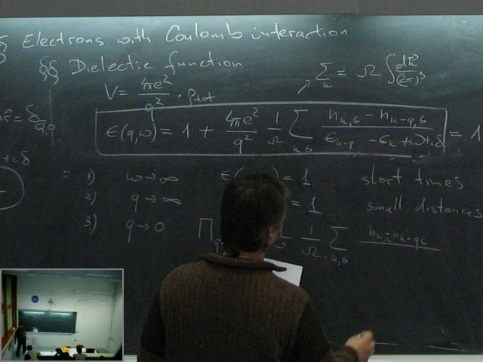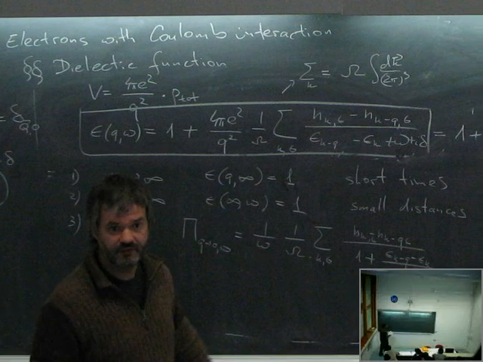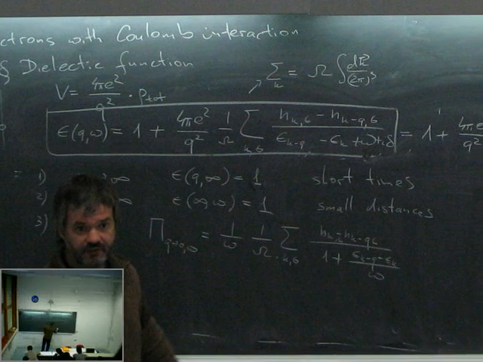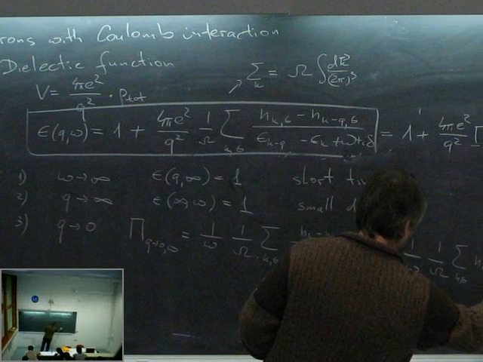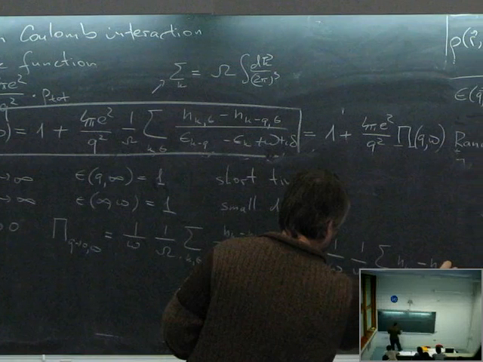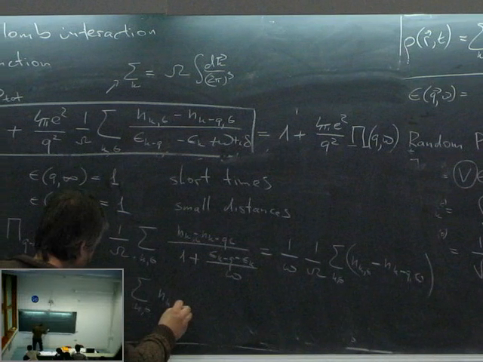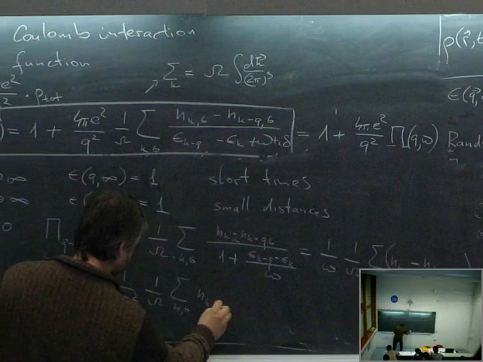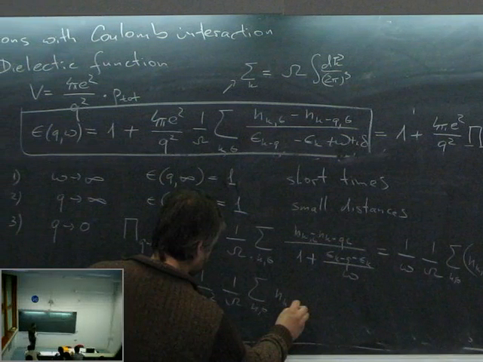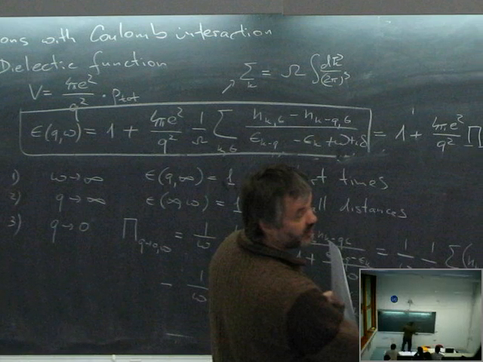So since q goes to 0 and omega does not, I can make expansion of this fraction, writing it as first term is 1 over omega, 1 over volume, sum over k sigma, n k sigma minus n k minus q sigma, minus 1 over omega squared, 1 over volume, sum over k sigma, n k sigma minus n k minus q sigma, times epsilon k minus q minus epsilon k. So what do we see from the first term? We see that this is zero, because I can shift my summation in the second term, and the first and second are compensating each other.